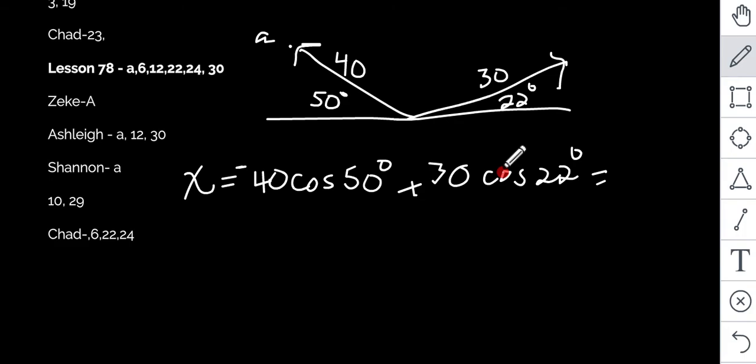Then we do the y's. They're both pulling up, so they're going to be positive. So you're going to do 40 sine of 50 plus 30 sine of 22. And for this one, you're going to get 45.16.